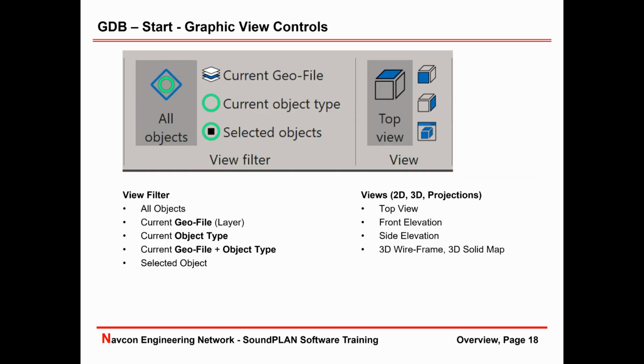Here are some view controls, very important to visualize the consistency of a model in terms of spatial distribution and elevation. We can do that with a top view or certain side views, side or front view, or a 3D model when you have the digital ground model.